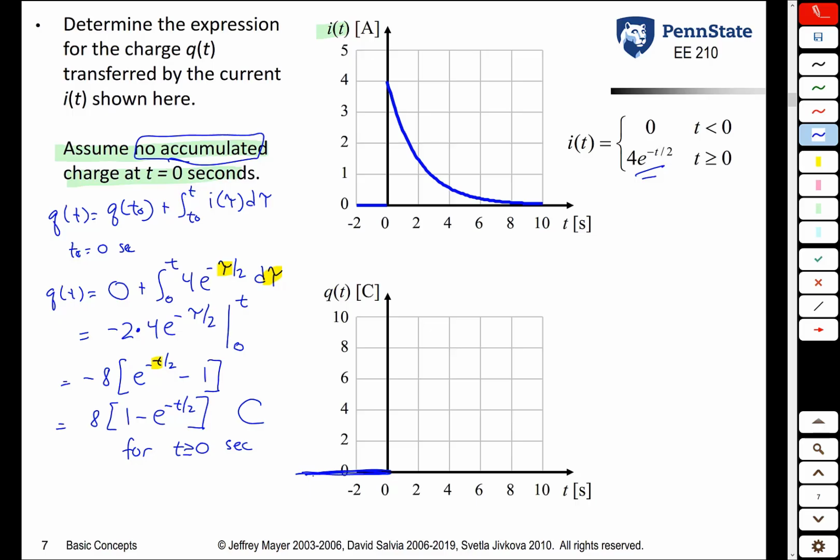If we were to plot this, we would see that it's 0 accumulated charge at 0. You plug in e to the 0 is 1, it starts at 0, and then as time increases, this thing rises exponentially and settles at 8 coulombs. A good way to check your answer when you're going from current to charge is to take the derivative of the charge and see if you get the current. So we're not going to worry about numbers here, but just think about the shape.